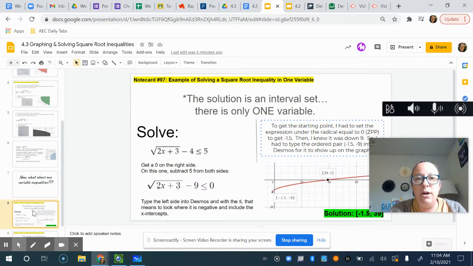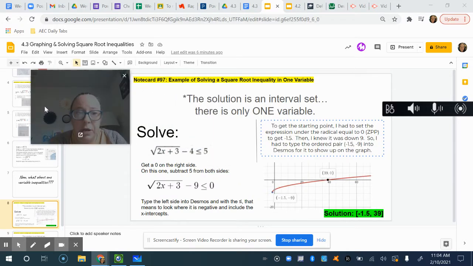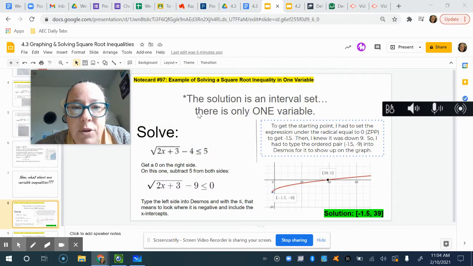So this is note card 97. I really want you to listen to me go over it first. This is an example of solving a square root inequality in one variable. So here we go. See, there's no y, all right? There's no y. So what you have to do is get a 0 over here. So I just subtract 5 from both sides to get here.